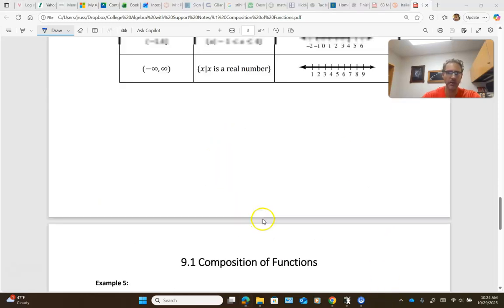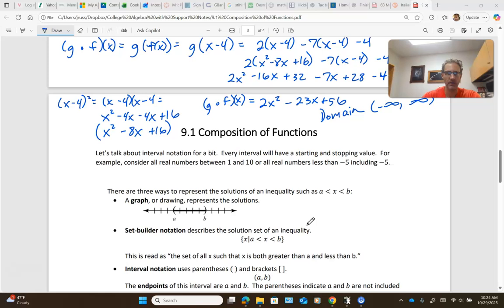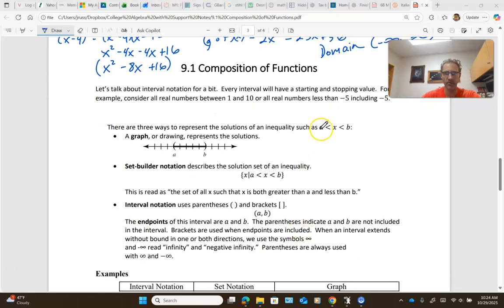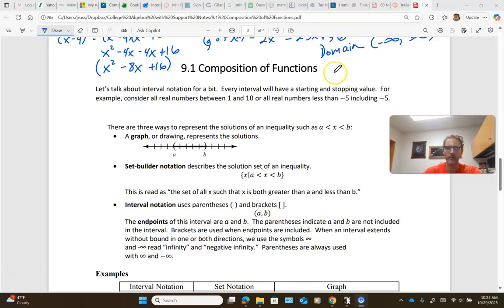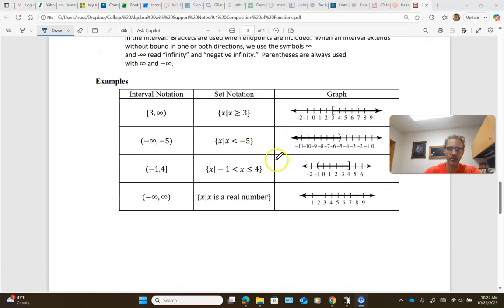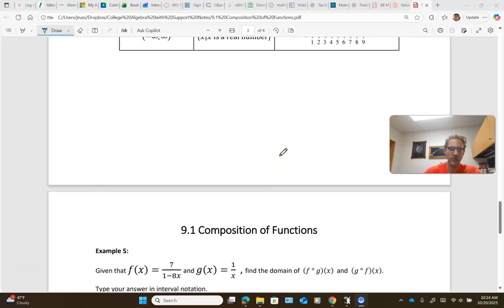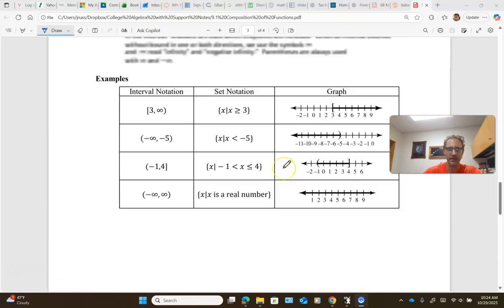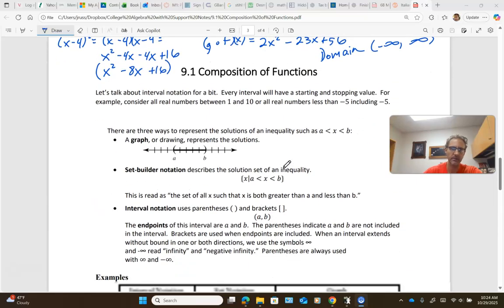But we'll talk about that here in a minute, part 2 probably. Let's just kind of review. Actually I think I'll wait and review in the part 2. It's just a little review on interval notation, and then we'll tackle example 5. Okay, so I'll see you in a minute.